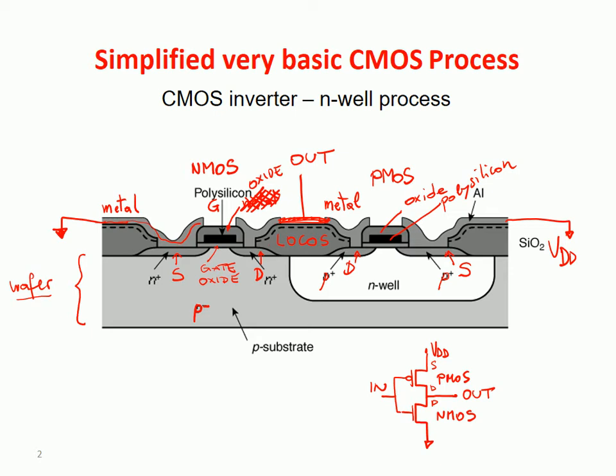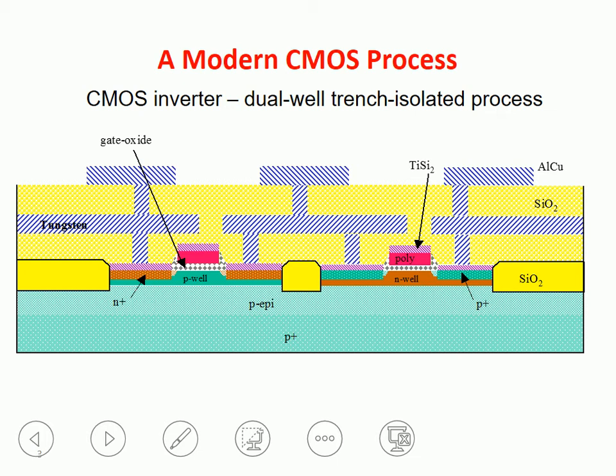A bit later, we will look at what happens when we do it step by step. As I mentioned at the beginning, this is a very simple, very basic CMOS process. A more advanced one is this one. It's more modern. It is not the most modern, but it is relatively more modern. You should be able to see some differences.